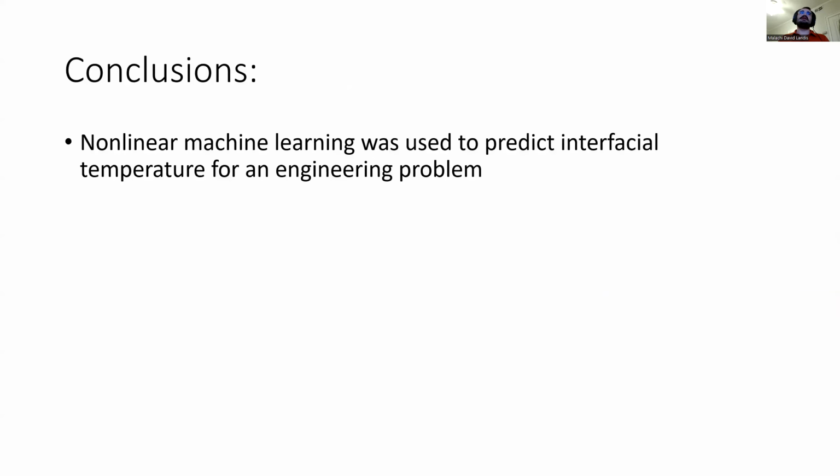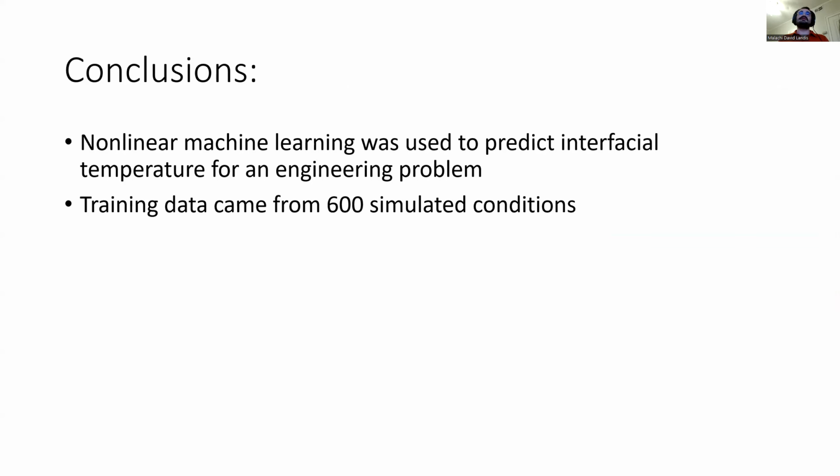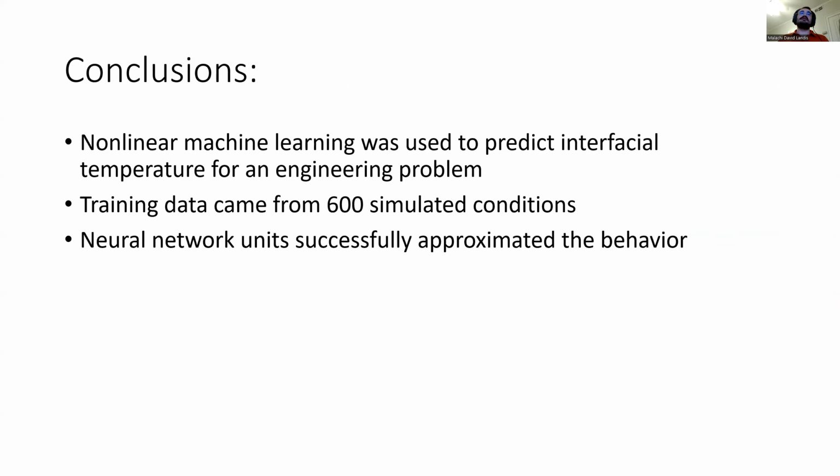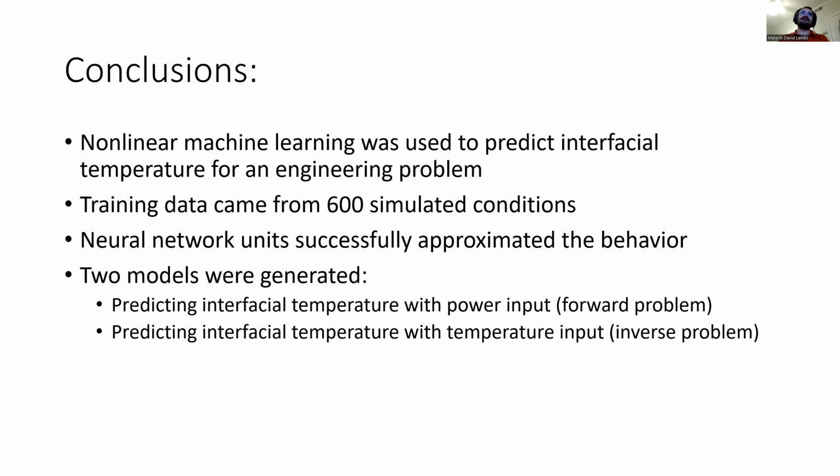So to conclude, I used nonlinear machine learning to predict interfacial temperature in an engineering problem. The training data came from these 600 simulated conditions. Neural network units were sufficient to approximate the behavior after only 40 or 50 units. And 2 models were generated. The first predicts the interfacial temperature given a power input, which is the forward problem, and the second one predicts the interfacial temperature given a measured temperature input. This is the inverse problem.